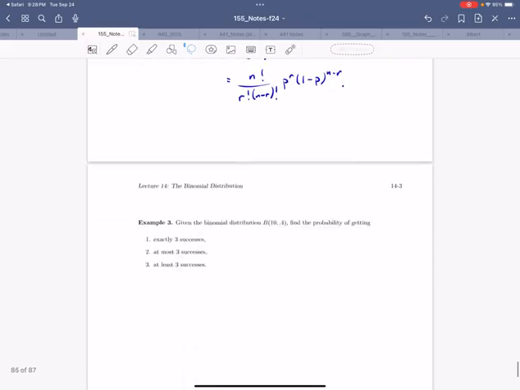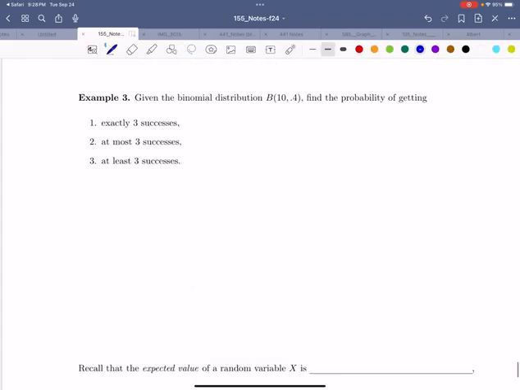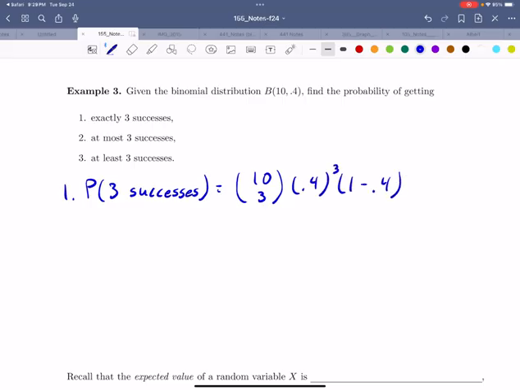All right, anyway. As we were, so the probability of 3 successes is going to equal, well, we're just going to use the formula. It's going to be 10 choose 3 times 0.4 to the third times (1 minus 0.4) to the 10 minus 3, or to the 7.